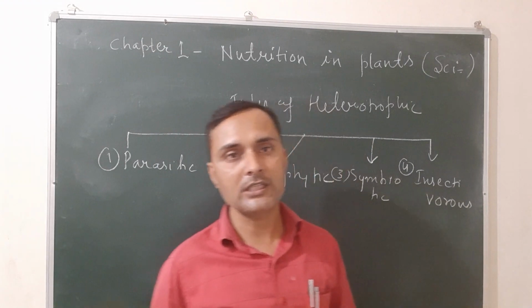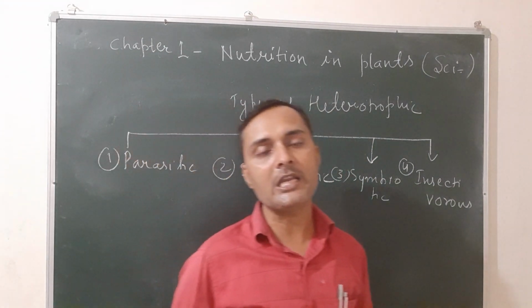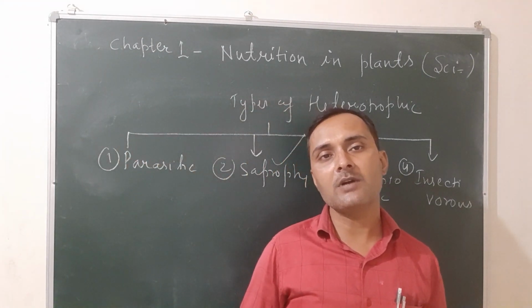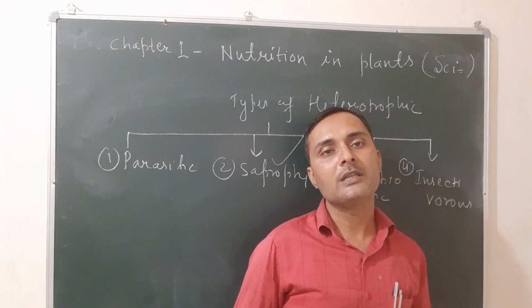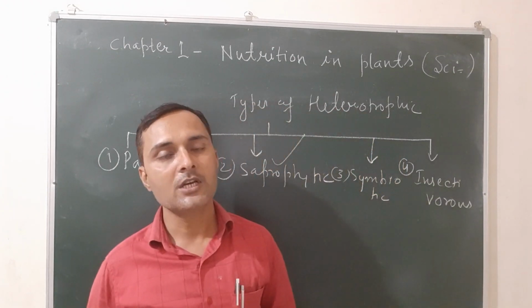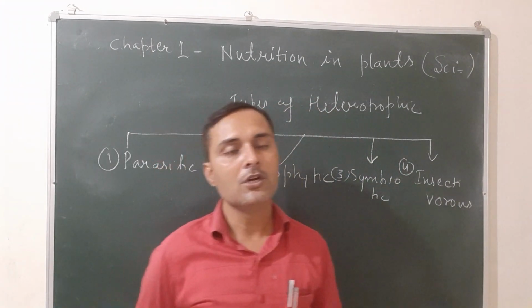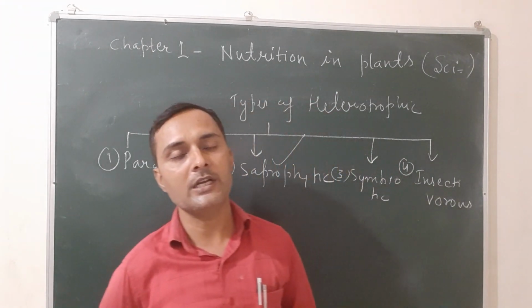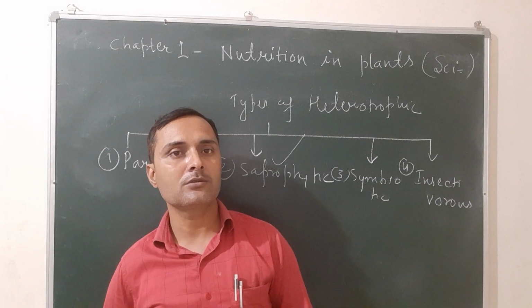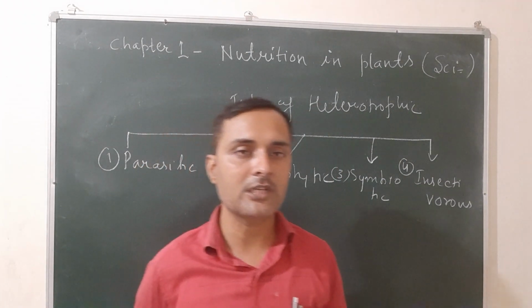And the last one is insectivorous, which is found in some non-green plants. In these plants, they require some nitrogen containing compounds that are obtained from the body of insects. So these plants depend on insects for the preparation of food. Such type of nutrition is known as insectivorous nutrition. So this is all about the various types of nutrition.